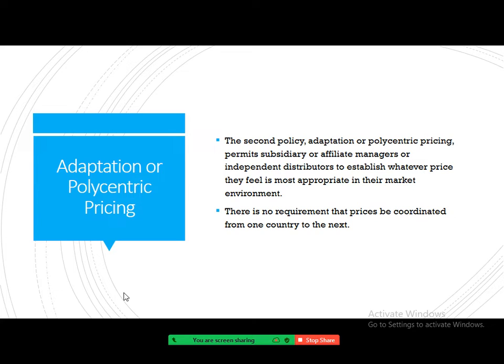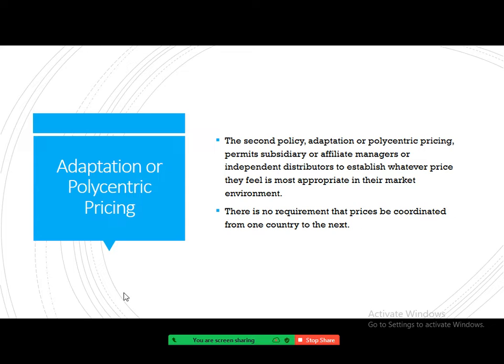Next is adaptation or polycentric pricing. This is the second policy. Adaptation or polycentric pricing permits subsidiaries, affiliate managers, or independent distributors to establish whatever price they feel is most appropriate in their market environment. There is no requirement that prices be coordinated from one country to the next.